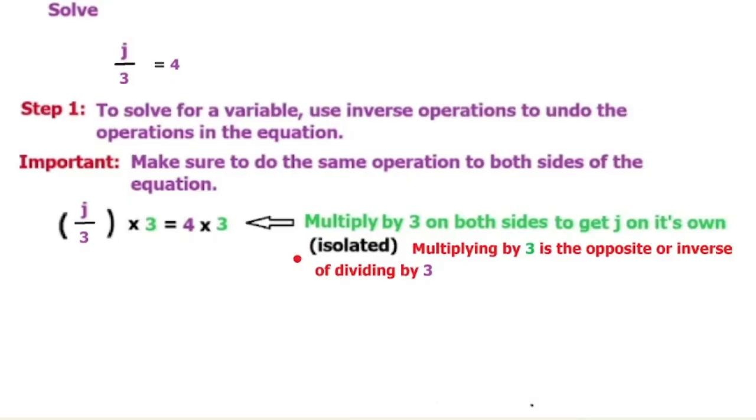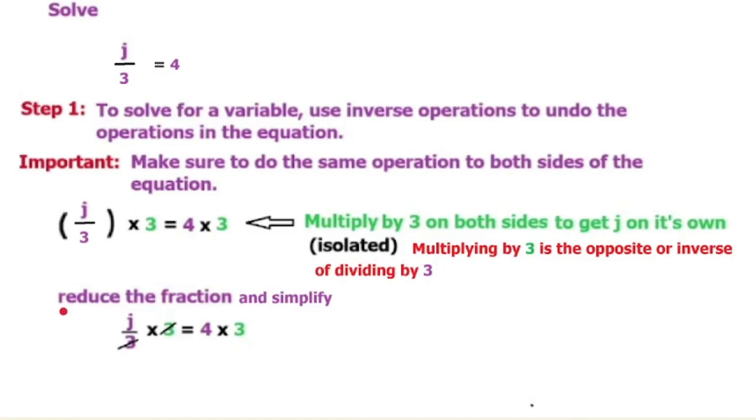So now what we could do is this will cancel with itself, right? This is basically 3 over 3. So 3 over 3 is just 1. And then we're left with j on its own. So reduce the fraction and simplify.